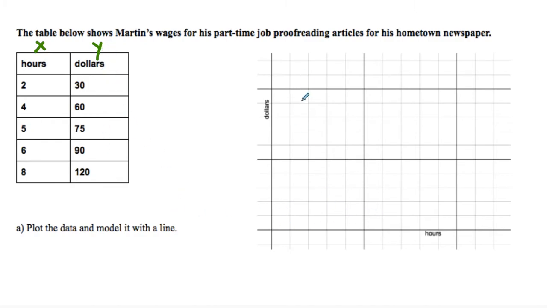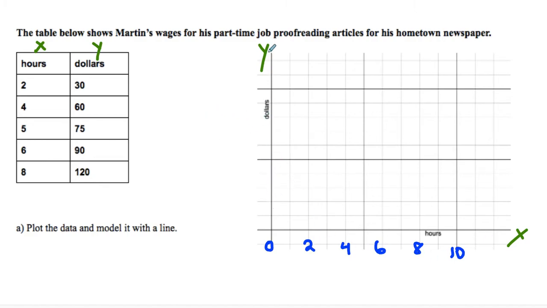I can see that over here on my graph too, because my first task is going to be to plot the data and then model it with a line. So I can see that my X values are my hours and my Y values are my dollars. Let's go ahead and plot these points. I have to think about my scale here. I think that I can just count by ones on the bottom. So this is 0, 1, 2, 3, 4, 5, 6, 7, 8, 10.